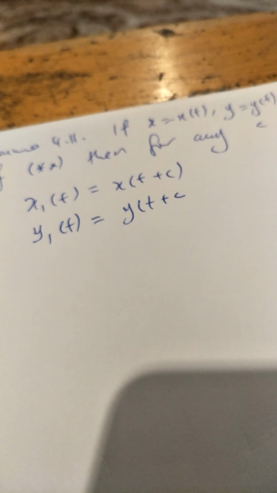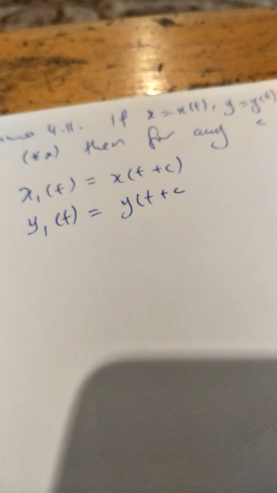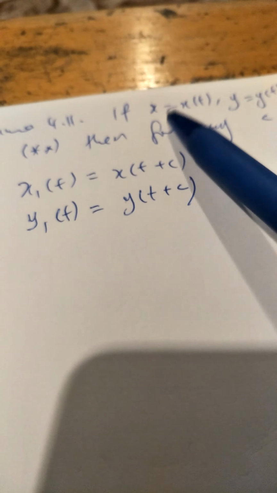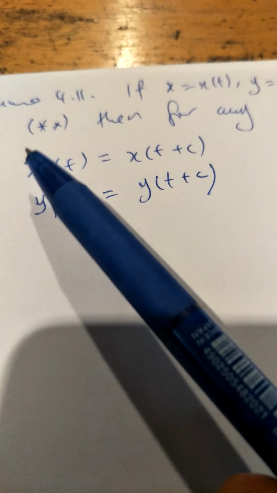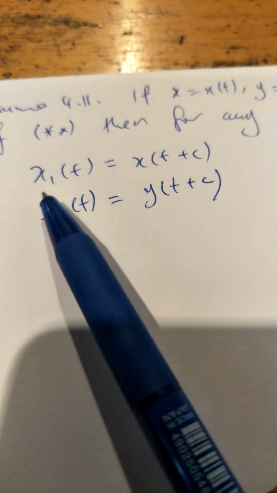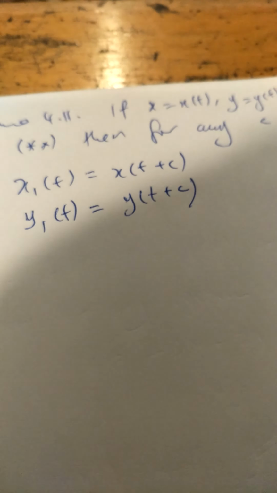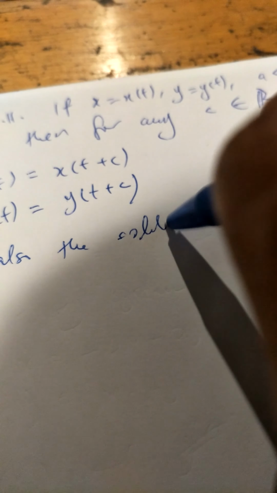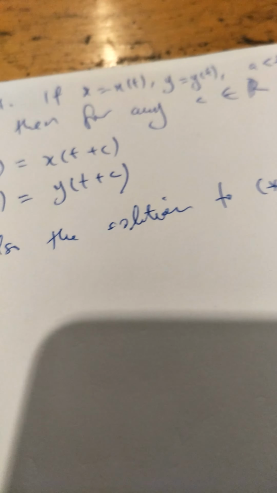So what we do here is we do the translation. If this x and y are a solution to the system, and we do the translation to those solutions x and y, and we name it x1 and y1, then this x1 and y1 are also a solution to our autonomous system.